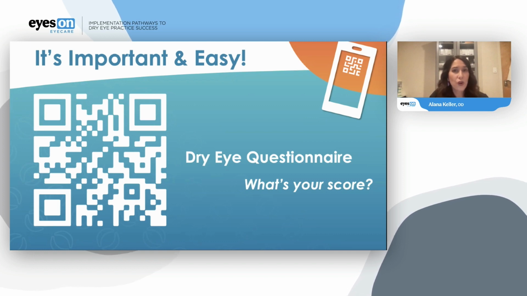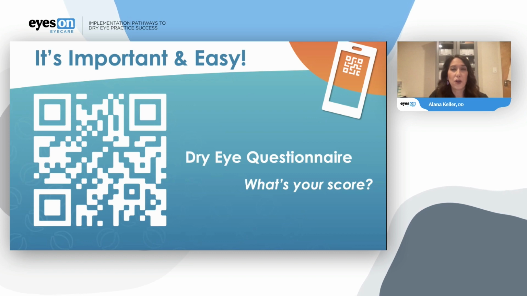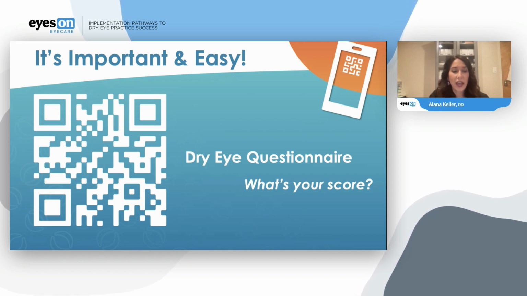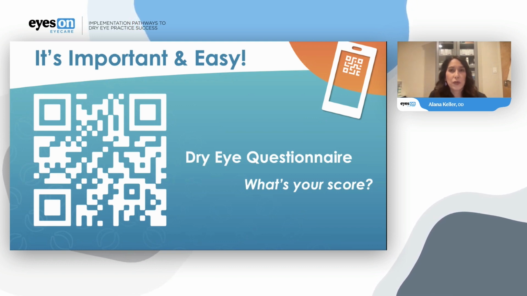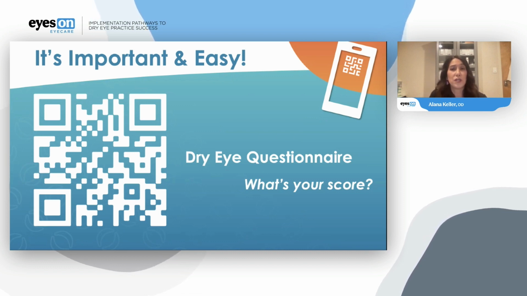So 1 to 4 is mild, 5 to 7 is moderate, and 8 or above is severe. And you have to have this as a baseline measurement. I use it for retreatments or follow-ups. I especially like to show a patient their score to show them how much it's improved.